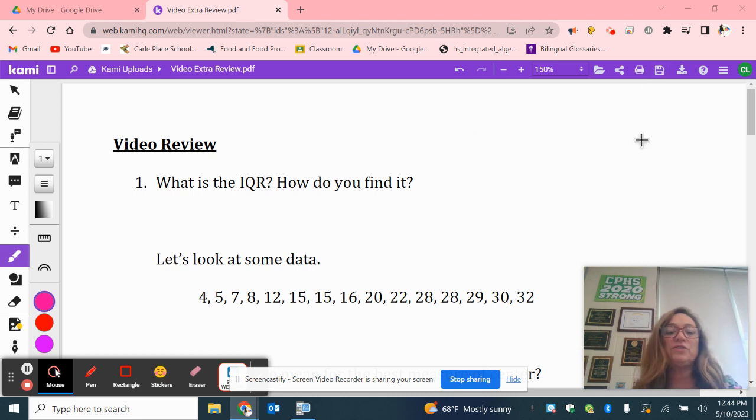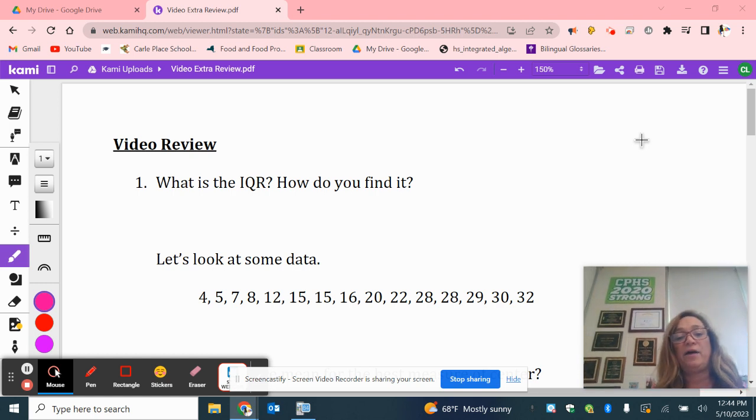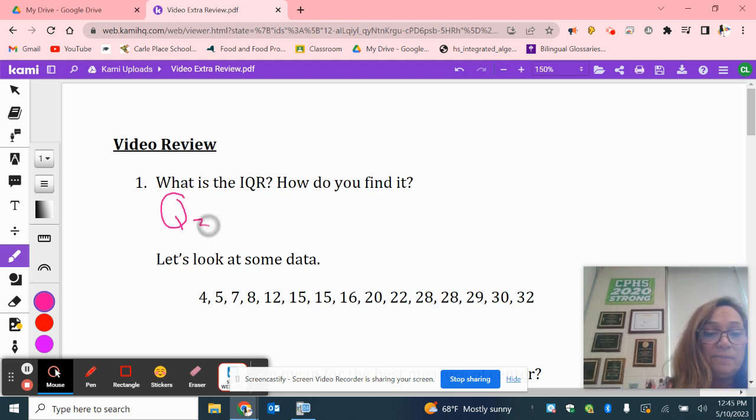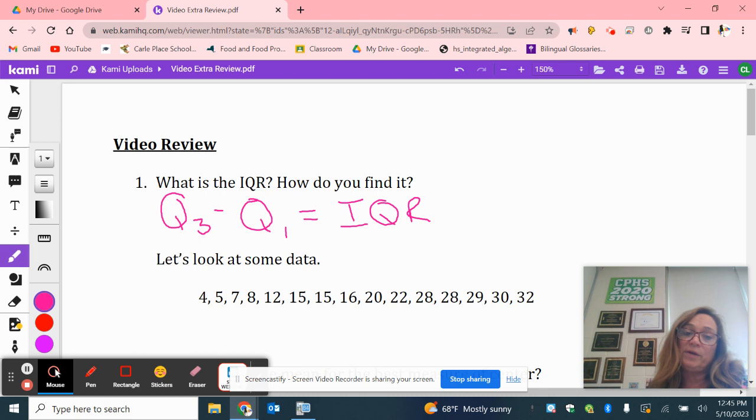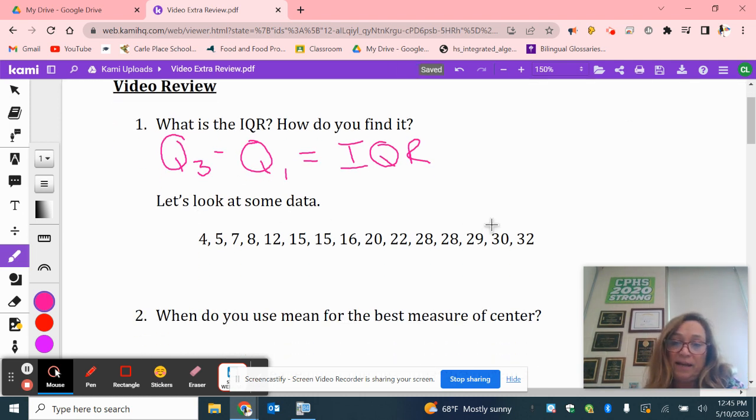Okay, so the first question is what is the IQR and how do you find it? So the IQR is the measure between Q1 and Q3. To find it, you take Q3 and you subtract Q1, and that gives you the IQR. So I'm going to show you using this data listed right here.